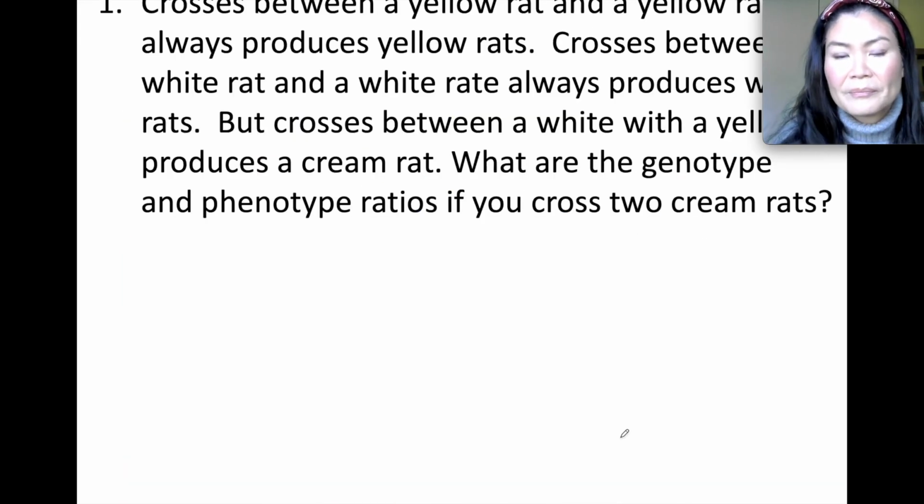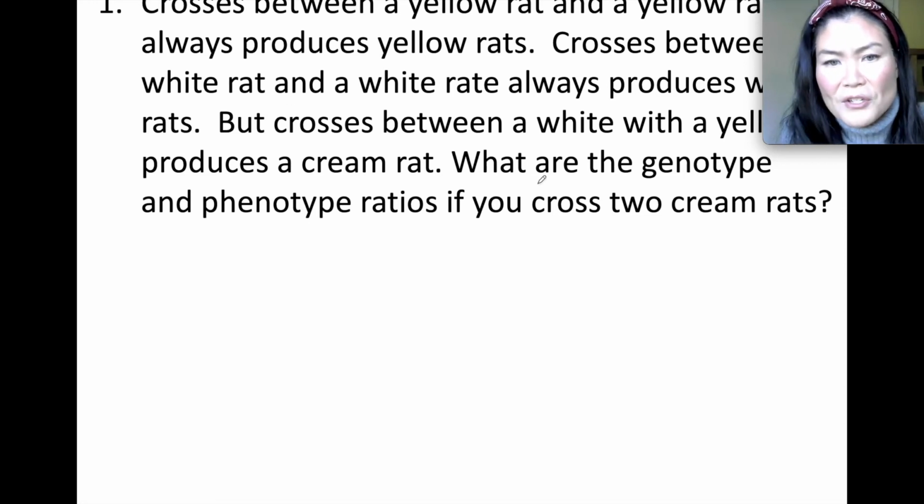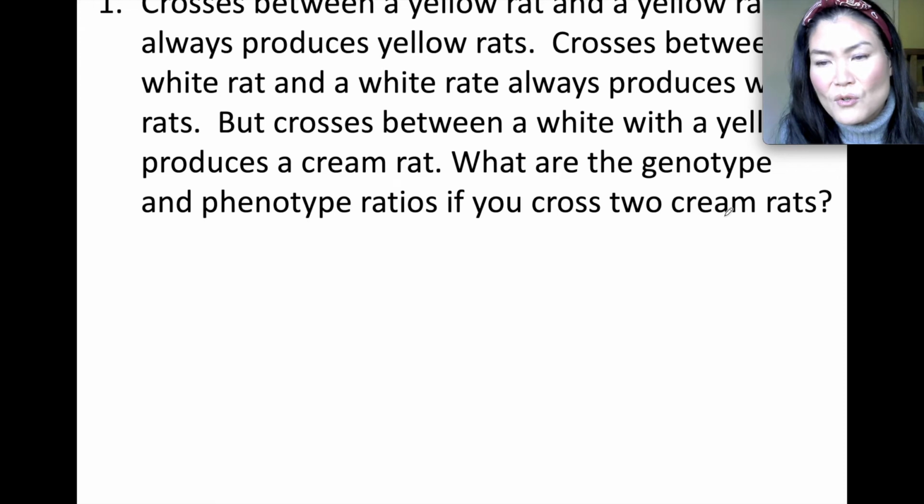Okay. All right, here we go with another practice problem. Crosses between a yellow rat and a yellow rat produce yellow rats. Crosses between a white rat and a white rat always produce white rats. But crosses between a white and a yellow rat produce a cream rat. So think of it this way: yellow and white, when you mix those two colors together, you get cream. So the cream color is the incomplete color. It's the mixing color. It's the in-between color. It's the heterozygous color. What are the genotype and phenotype ratios if you cross two cream rats?